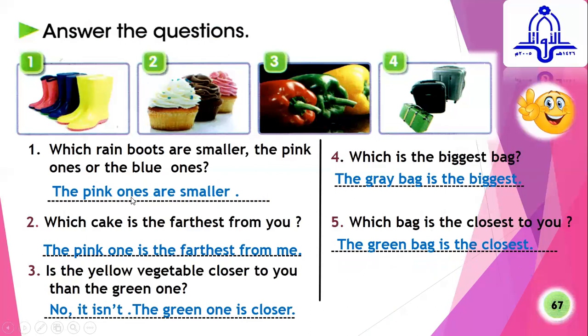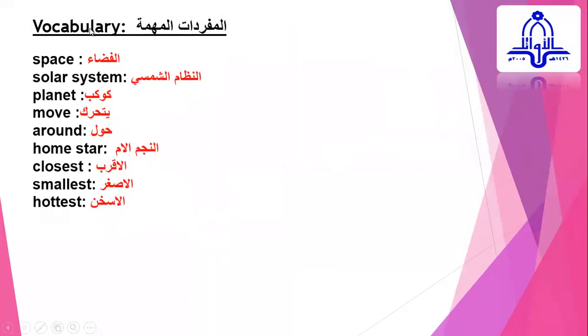إذن كانت هذه هي الأجوبة عن أسئلة by using the comparative and superlative. استخدمنا درجات المقارنة والتفضيل. في السؤال الأول استخدمنا smaller. في السؤال الثاني we use the farthest. In question 3 we have the closer. In question 4 we have the biggest. And in number 5 we have the closest. Now we will just learn the new words or the vocabulary of the lesson.